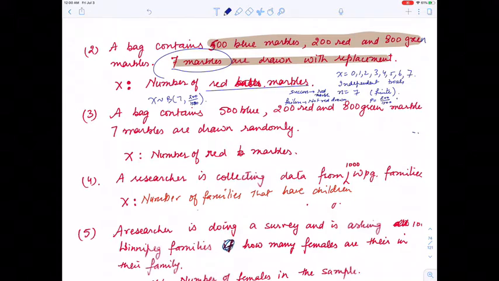Try the next one. Pause the video, try it, and then watch it again. A bag contains 500 blue, 200 red, and 800 green marbles. 7 marbles are drawn randomly. It doesn't say with replacement, so we'll assume that it is not with replacement.